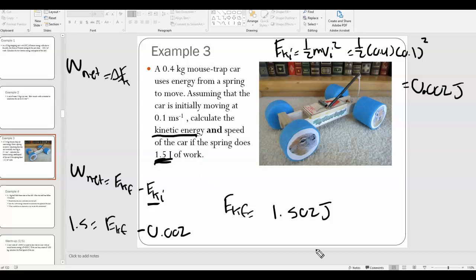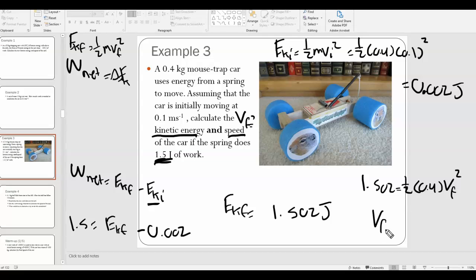But now I want to know the speed of the car after the spring does work, which basically means I want to find VF. All right, so from here, I can go back to my equation for kinetic energy. EKF equals 1/2 m vf squared. And so I have 1.502 equals 1/2 times 0.4 times VF squared. And then I just need to do a little bit of algebra.